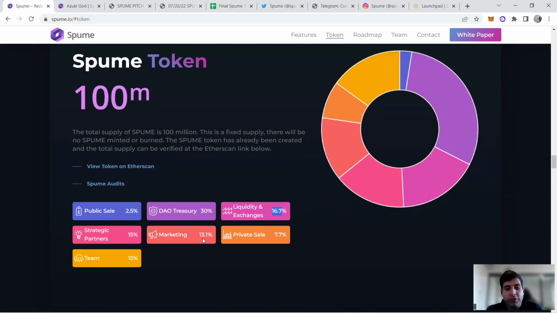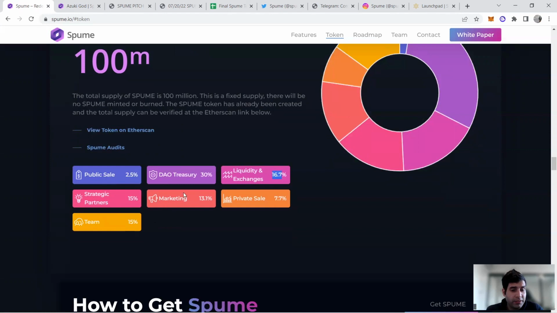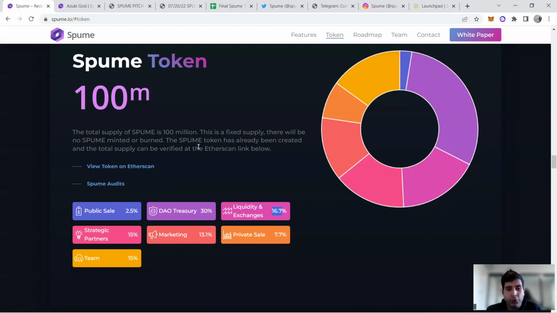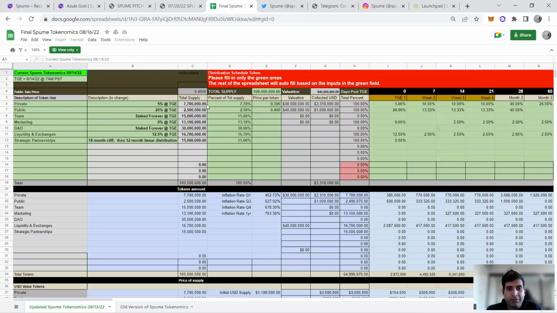Marketing is 13.1%. That's also important for marketing and liquidity. So that's like 30% on making sure the token price is going up. Strategic partners, which is the benefit they're going to have, is 15%. And then 15% of the token is going to be for the team. Now, let's have a look at the vesting as well.